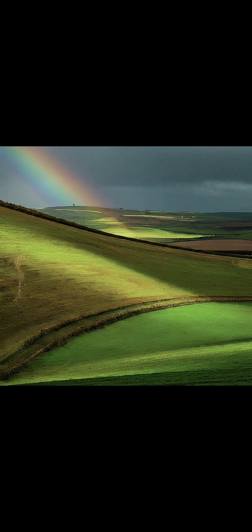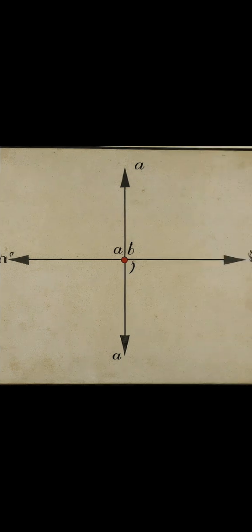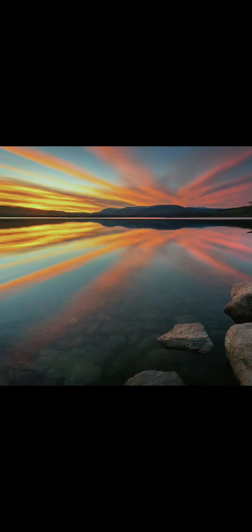foci, is constant. 29. Locus of points equidistant from 2 parallel lines. A line parallel to the given lines and halfway between them. 30. Locus of points equidistant from the sides of an angle, the angle bisector.